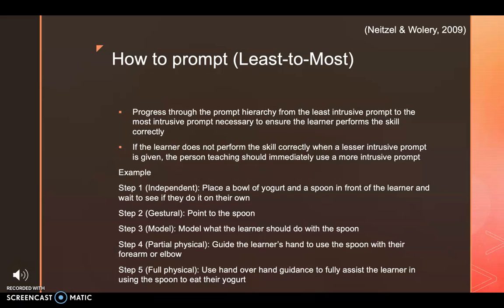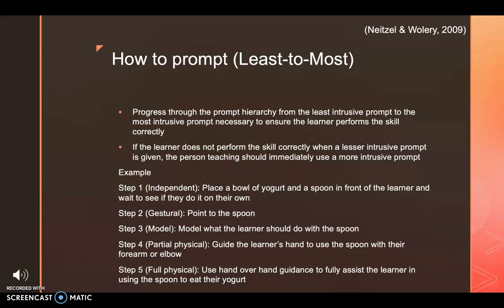So now let's talk about how to prompt using the least to most prompting method. So using the least to most prompting method involves progressing through the prompt hierarchy from the least intrusive prompt to the most intrusive prompt necessary to ensure the learner performs the skill correctly. So if the learner does not perform the skill correctly when a lesser intrusive prompt is given, the person teaching should immediately use a more intrusive prompt.